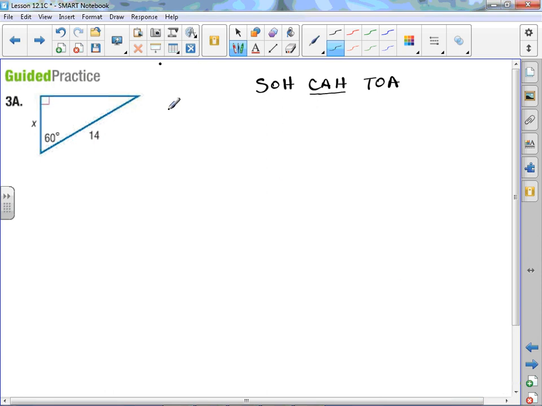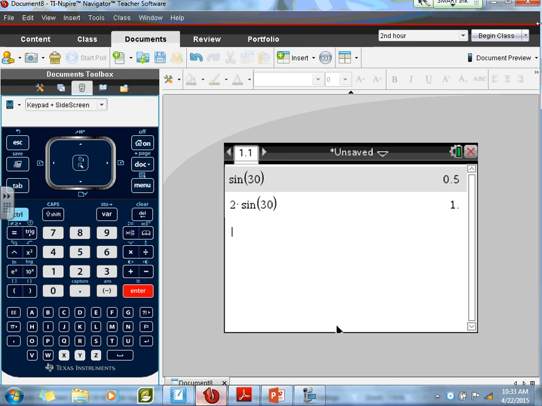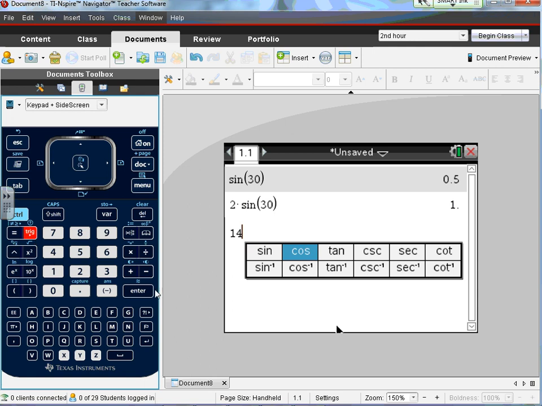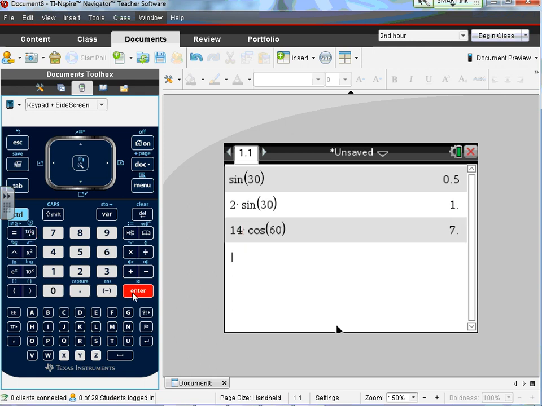And back to where we were. Then I set my problem up like this. Okay? I say that cosine of 60 degrees has to equal the adjacent, which is x, over the hypotenuse, which is 14. And then once again, to get x by itself, I'm going to multiply both sides by 14. That will eliminate the 14's over here. And on this side, I just need to calculate now 14 cosine of 60. All right, so 14 cosine of 60. And that tells me that that missing side length is 7.